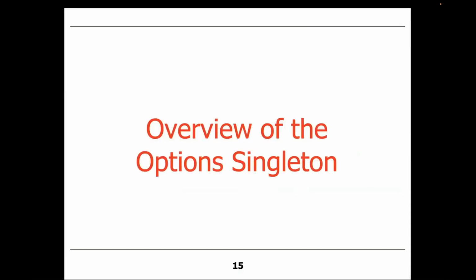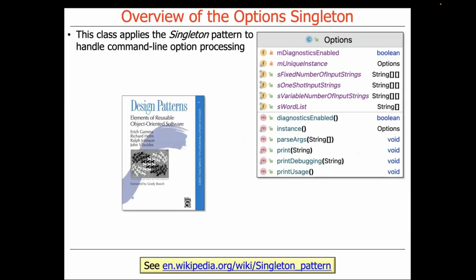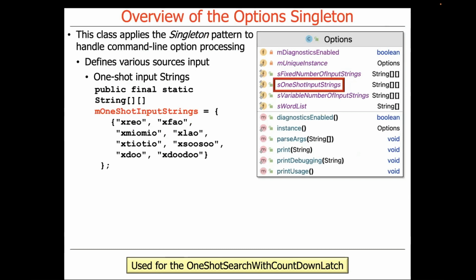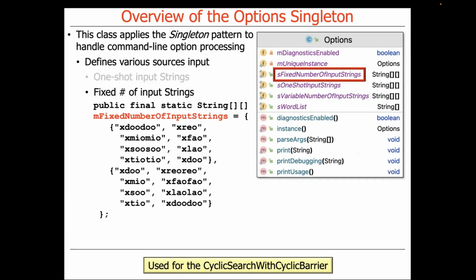Let's talk briefly about the option singleton. This uses the good old singleton pattern from the Gang of Four book to handle command line option processing. The main thing I want to draw your attention to are the various input strings we use here. One is called the one-shot input string, and this is an array of strings with just one array element, which contains the strings we're going to be searching, and we use that for one-shot search with countdown latch. Then there's also a fixed number of input strings where there are multiple cycles, and we use that for the cyclic search with cyclic barrier test.